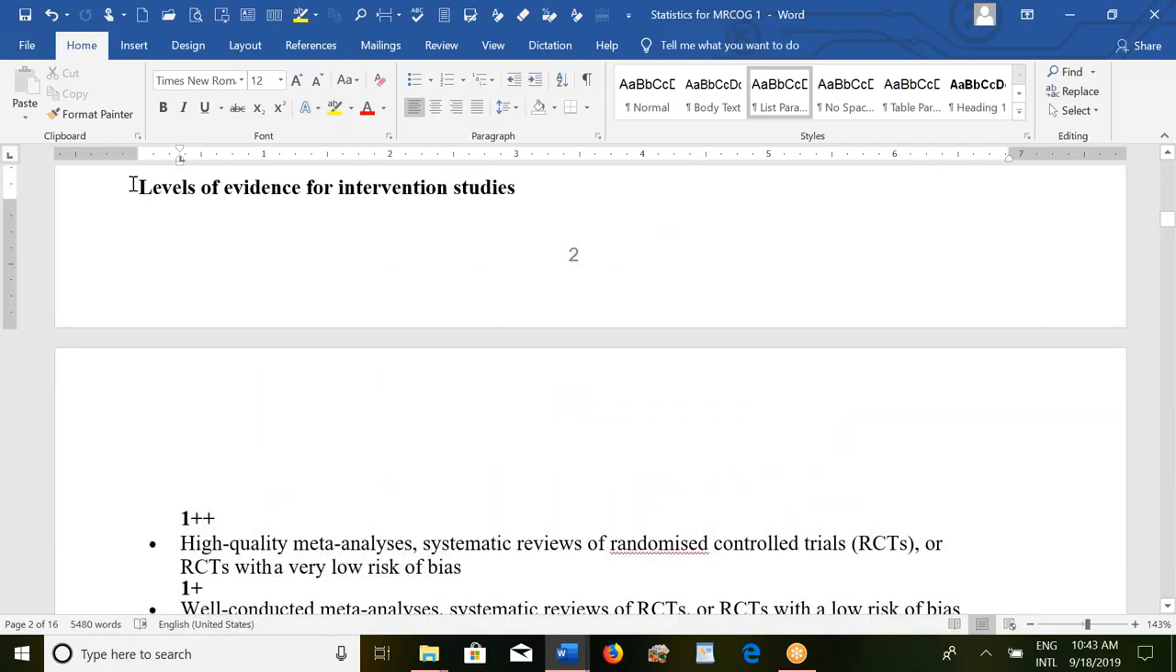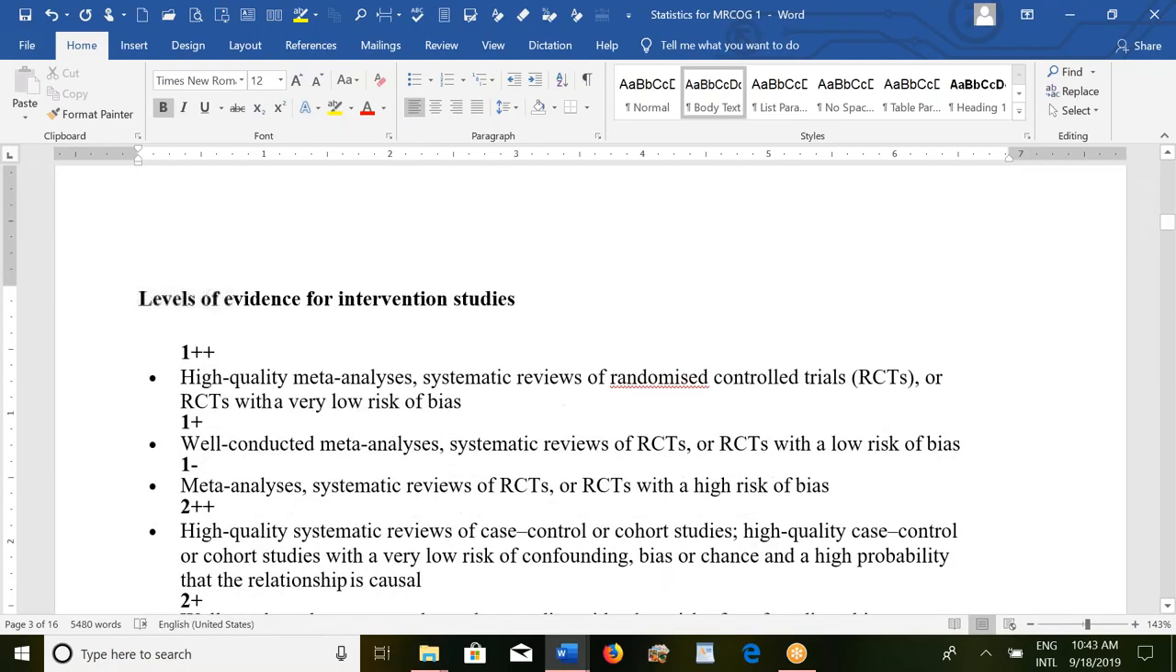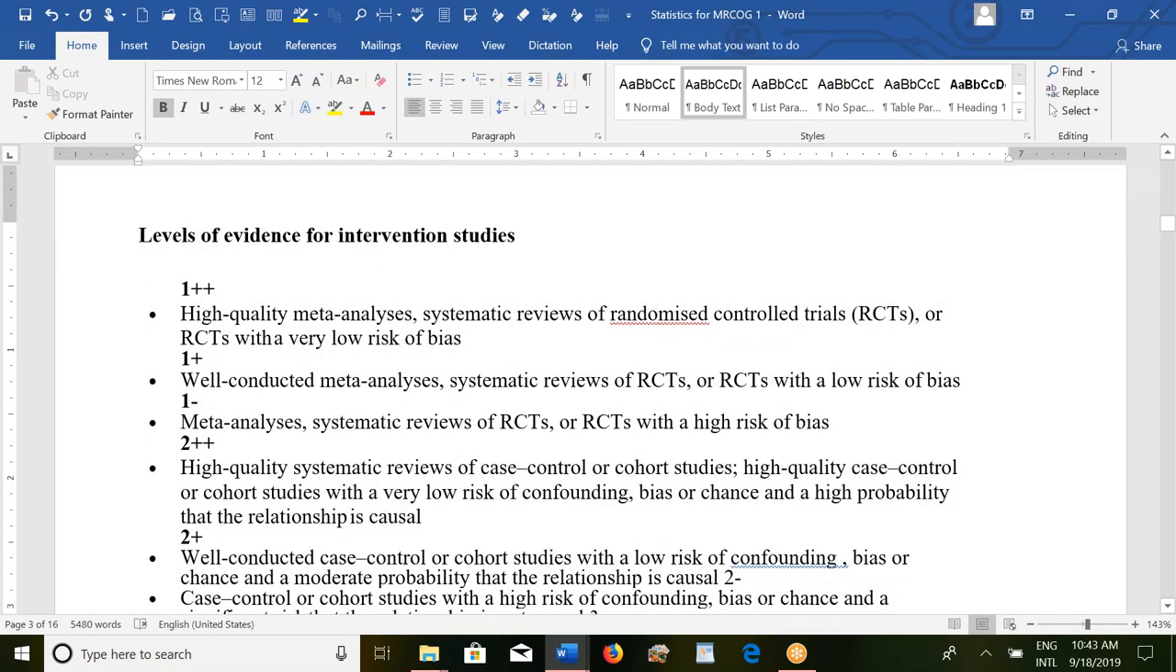Sometimes they can ask you about the level of evidence for interpretation of the studies. So then they will ask you what is the level of evidence for a certain study, because if the level of evidence is high, it means that the results are more reliable. So if it is 1 plus plus, it means that this is very highly reliable data. Where do we see that highest level of evidence?